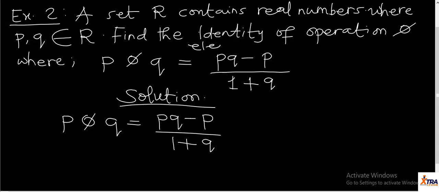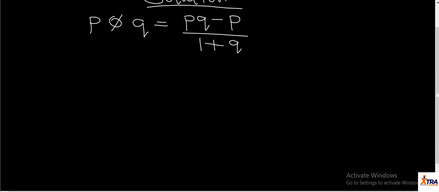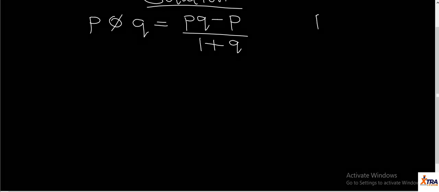We have to find the identity element of 2 of the operation. Now, in this case, we are given a value of the identity element. We have to find the identity element of 2 of operation 5. The very first thing we have to do is to get the identity element, since P and Q both are elements of the set R.